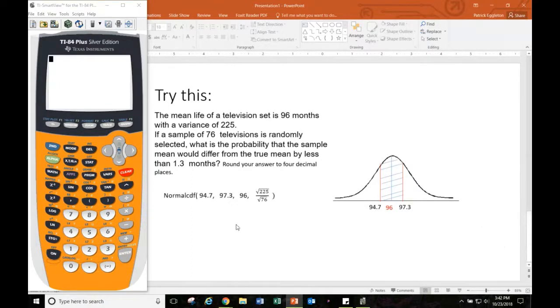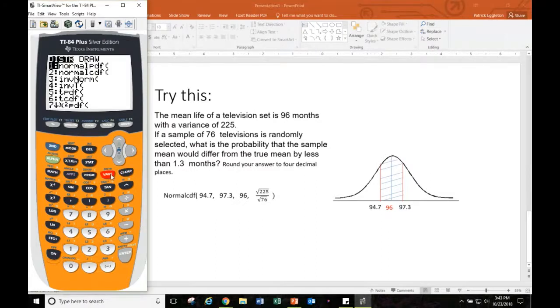So to work this out, we want to use a normal CDF. Our lower bound would be 94.7. Our upper bound would be 97.3. Our mean is 96. And then because we're comparing this mean with other means, we're going to use the standard deviation that has been reduced because of the sample size. Larger samples mean that we're going to have less variation going on. So we can put this into our calculator.